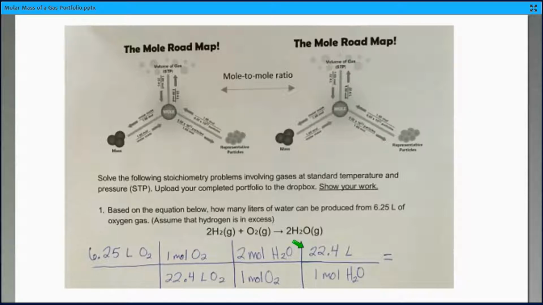Now I'm going to plug this into my calculator. I take 6.25, again, always start with the number that you're given. My next step is going to be to divide by 22.4 liters. Then I'm going to multiply by 2 because it's on top. And then my last step will be to multiply by 22.4 liters. Pause the video now, plug that into your calculator, and see what value you get.